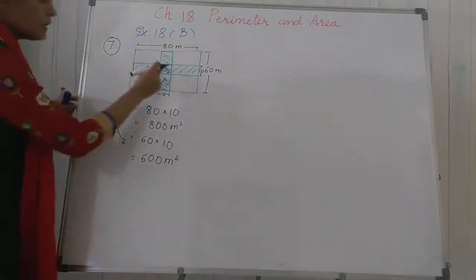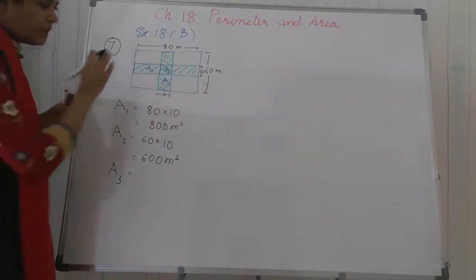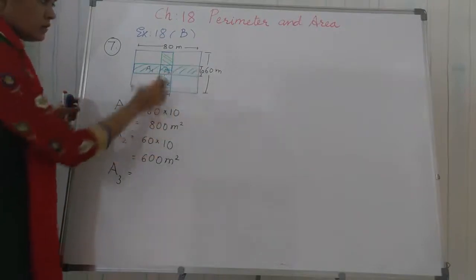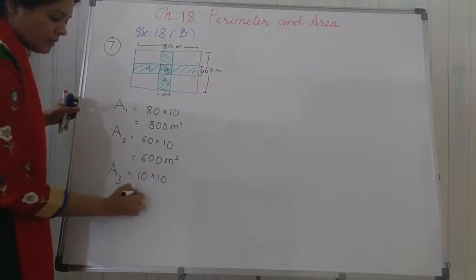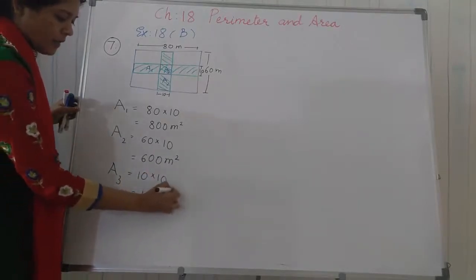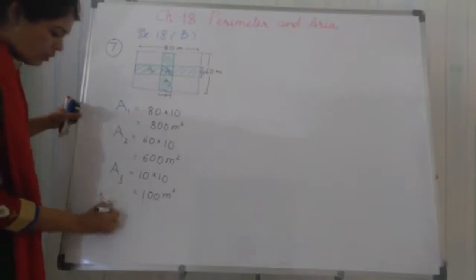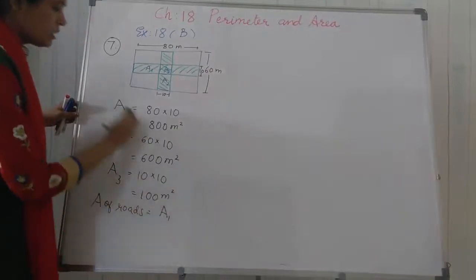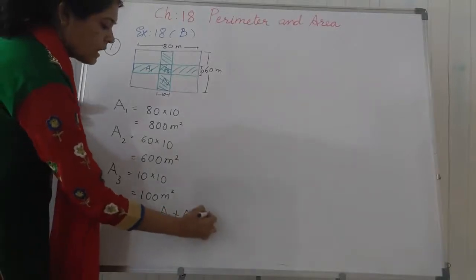Now we will find this A3 also. A3 is a square shape. It means we will take area of square. Length multiply length. You see this much into this much. Both are 10 multiply 10. It means 100 meter square. Now students, we will find the whole this crossroads area. For that, area of roads is equal to, see, we have to add everything, A1 plus A2 plus A3.